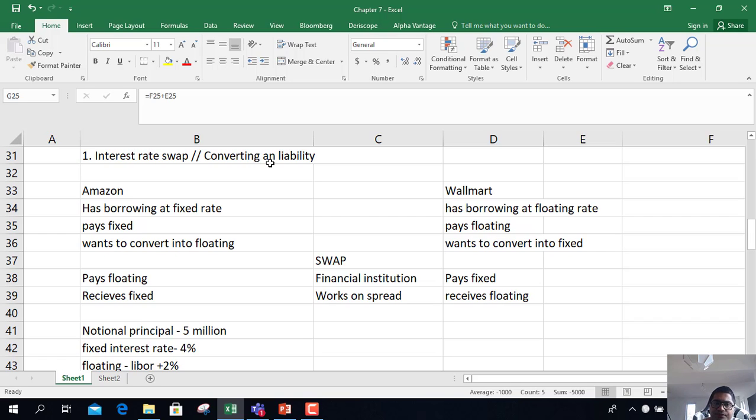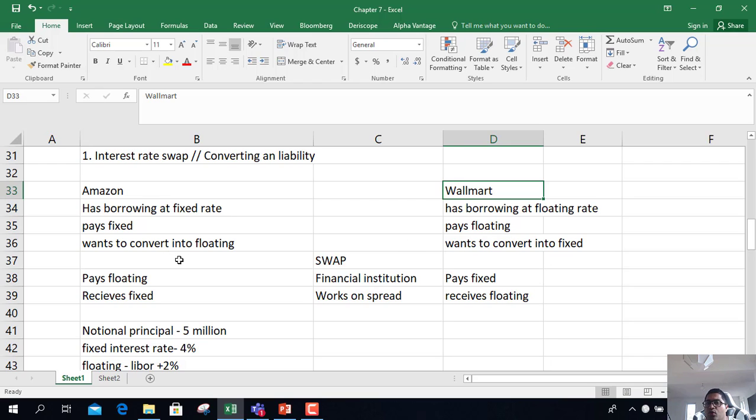So what does that mean? Assume there are two companies, Amazon and Walmart. Now Amazon has borrowings at fixed rate. So it has taken some loans from the market at fixed rate. It has maybe borrowed on bonds. So Amazon has to pay a fixed rate of return to its borrowers, to people who it has borrowed from, right? Walmart has a borrowing at floating rate, so it has to pay floating rate of return.